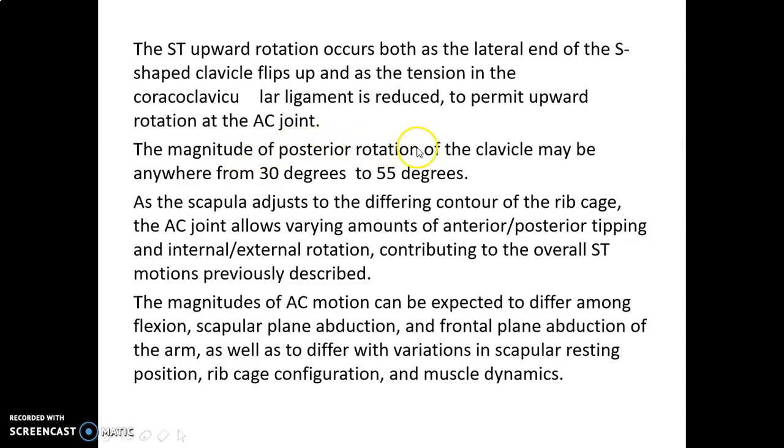The type of rotation is posterior rotation of the clavicle. If you remember, my students, when we studied the sternoclavicular joint, I asked you to put two fingers on the anterior surface of the medial clavicle near the sternoclavicular joint, and then abduct or hyperabduct the humerus. You can feel the posteriorly rotating clavicle.